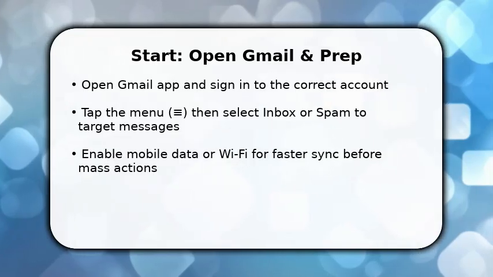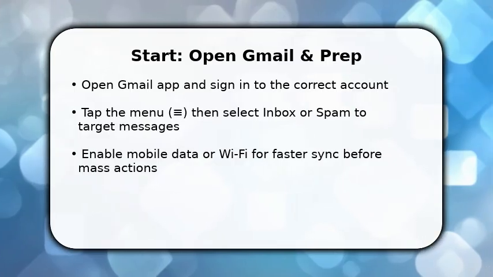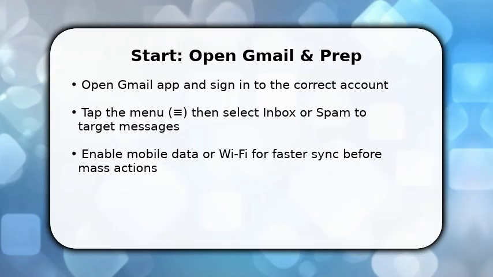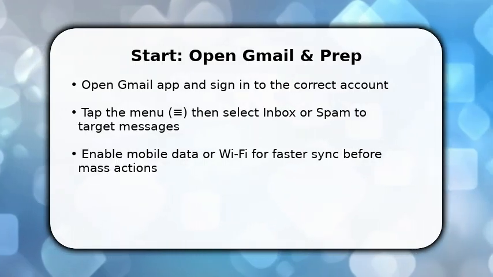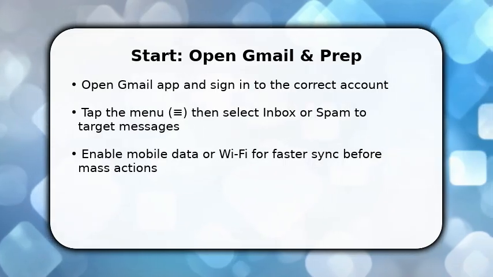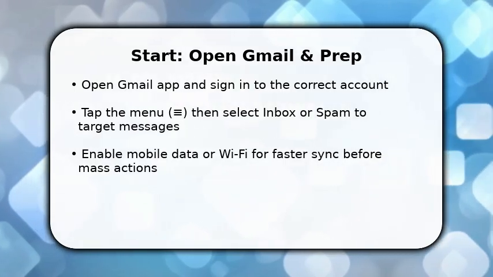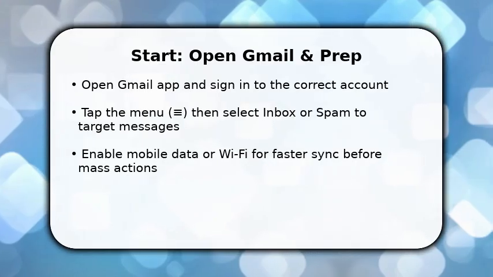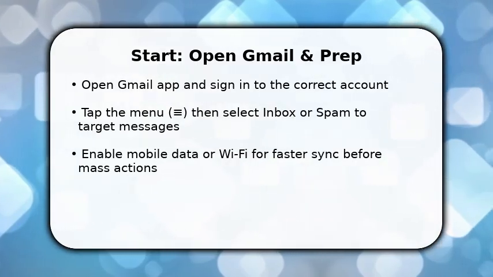You start by opening the Gmail app and confirming the account you'll clean. This ensures you don't delete important mail. Once done, tap the menu icon and go to the folder you want, Inbox, Promotions, or Spam, to focus your work. Make sure your phone is on Wi-Fi or mobile data so actions sync to the server immediately. This avoids inconsistencies across devices.